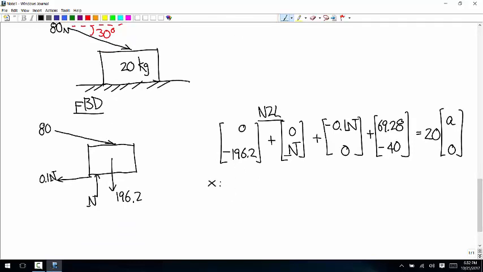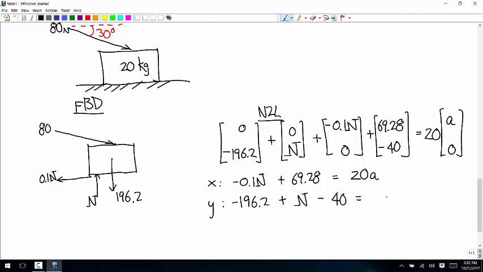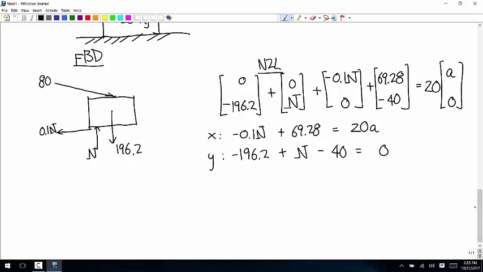Okay, so the x equation says negative 0.1n plus 69.28 is equal to 20a. And the y equation says negative 196.2 plus n minus 40 is equal to 0. Okay, so how do we go about solving this? Solve for n with the y equation and then plug it into x. Yep, I think that's every single friction problem. That's the way that you're going to do it.